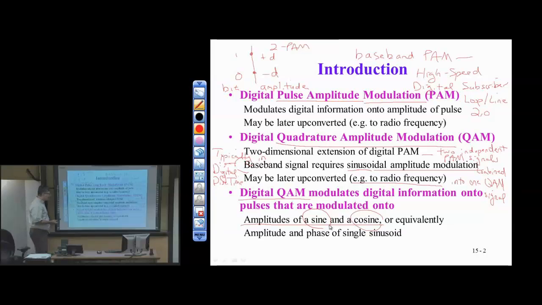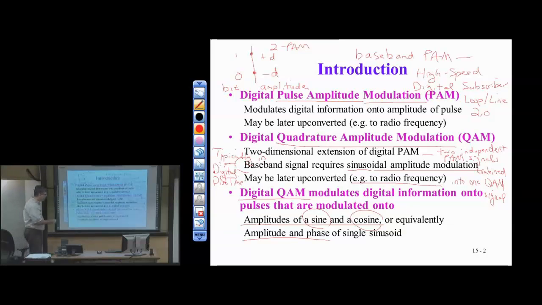Or you can look at this, since I have a sine and cosine of the same frequency, I can do trig formulas to put that into one cosine with a phase and an amplitude function. And if I do that, I can represent the transmission as a single sinusoid where I put this digital information in both the amplitude and the phase. And both views are very useful.